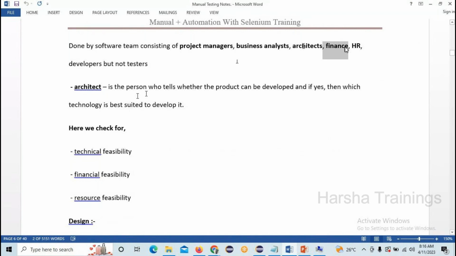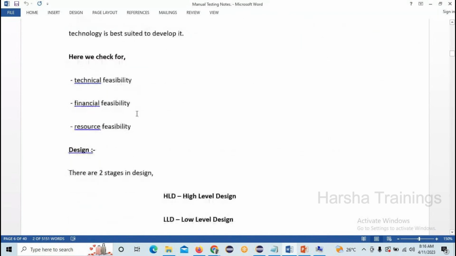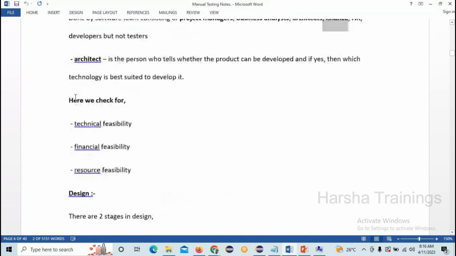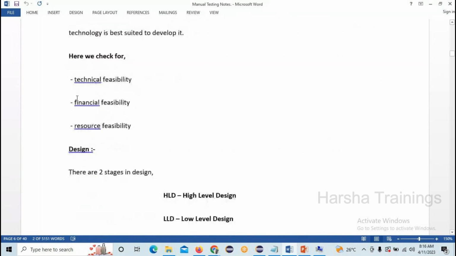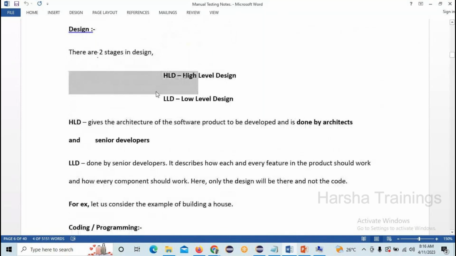Okay, and we are done with the feasibility. Requirement collection is done, feasibility study is done. What is the next process? Design. Two stages of design are there. The first one is HLD, second one is LLD.